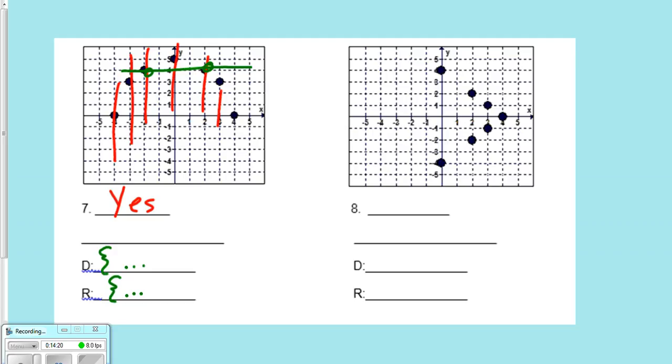We'll check back later. Number eight, is it a function? Well, my first vertical line I draw, I've got two points on it, right here and right here. So this is a big fat no. Okay. Domain, same thing. This is discrete, so you list the points. Same with the range.